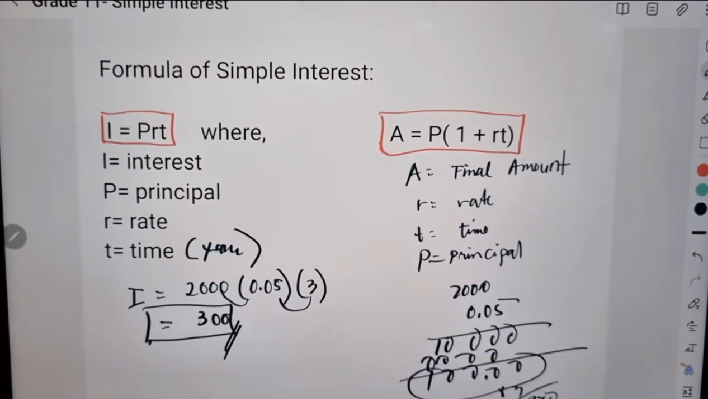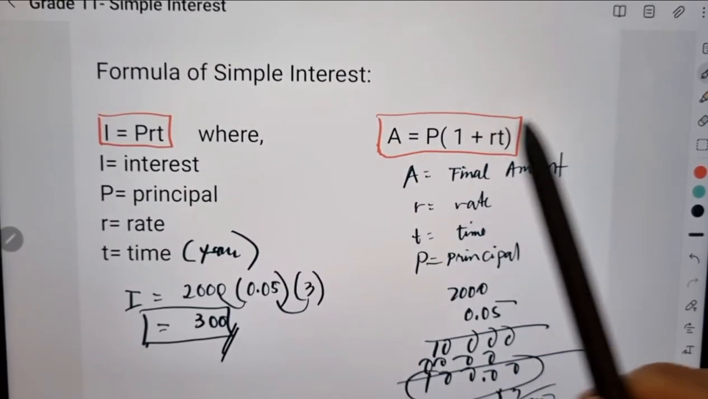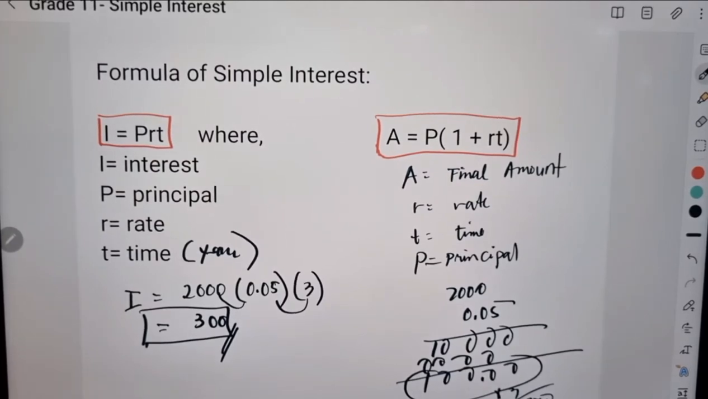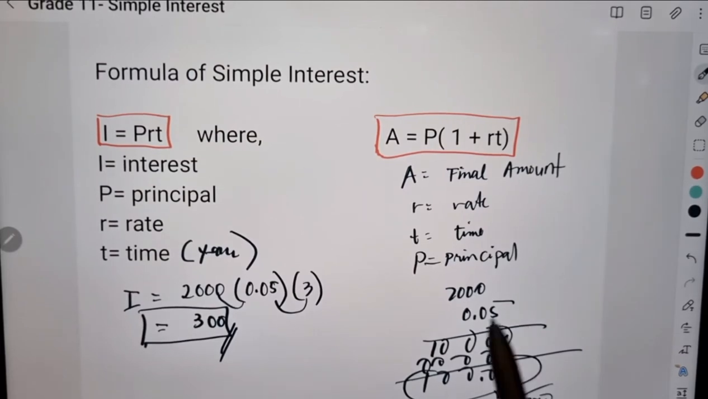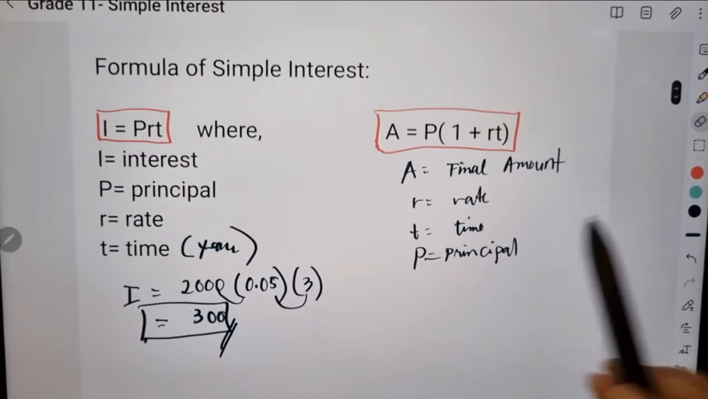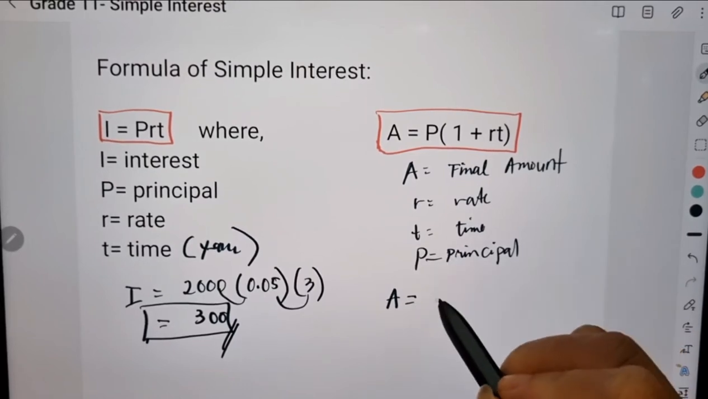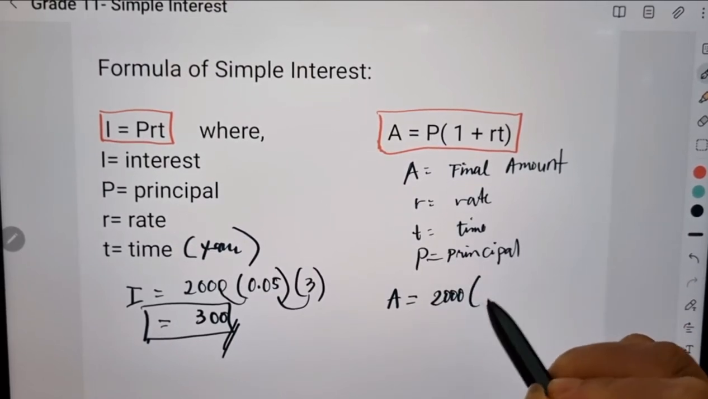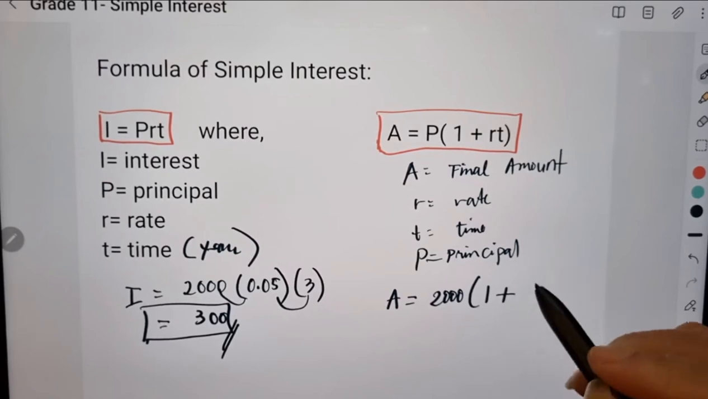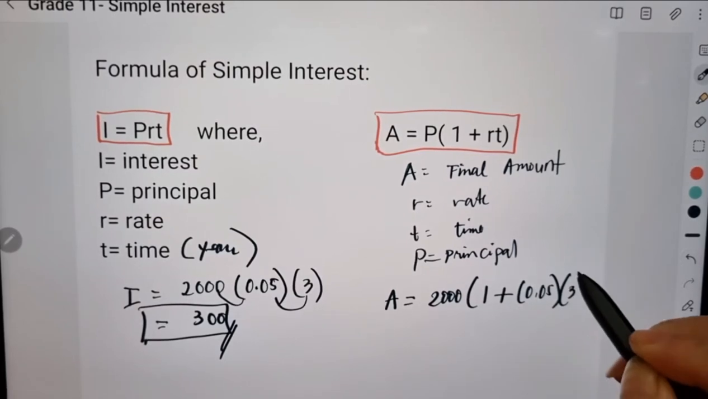Now, ano naman yung formula na yan? Ito yung formula na kung saan, kung gusto nyo malaman kung magkano na lahat yung pera mo. Ibig sabihin, yung amount, yung total amount, kasama dito yung principal at yung interest. Yun ang magkasama dito. Okay? So, paano natin i-compute yan? So, ang gagawin nyo dito first, ang final amount natin, so ang principal natin is 2,000 times 1 plus R, the rate is 0.05 times the time, which is 3 years. Okay?